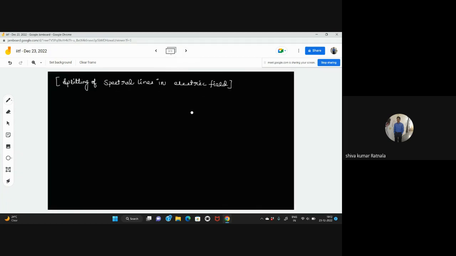Spectral lines mean how we get spectral lines like this. This is one spectrum, one peak. If that one peak splits into some other peaks like this, this is known as splitting of spectral lines. It takes place in an electric field as well as a magnetic field. The reason for that splitting in electric and magnetic fields was not explained. Sir, do all spectrums have it like this? Yes.